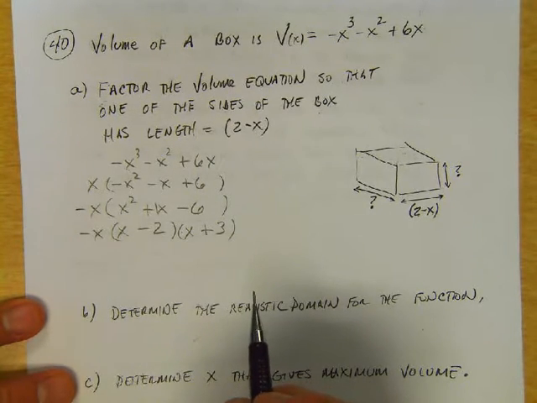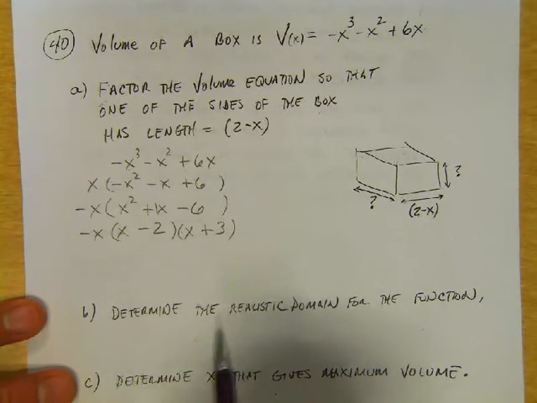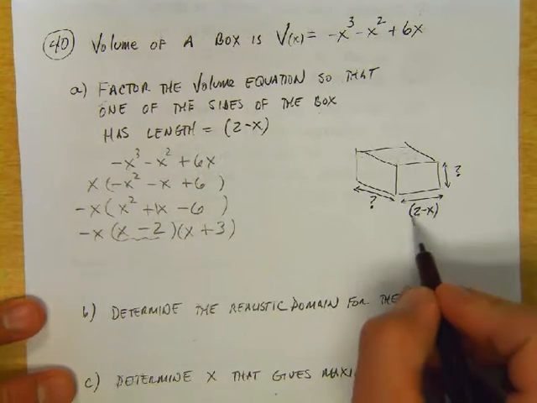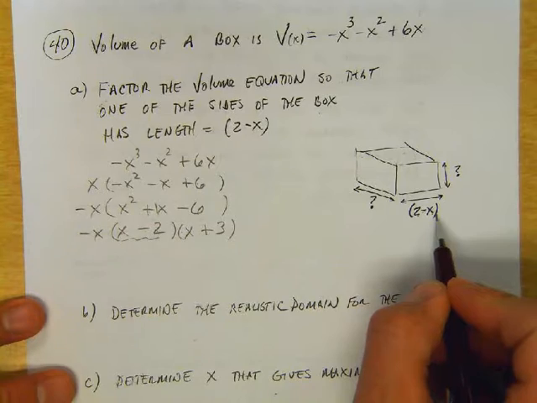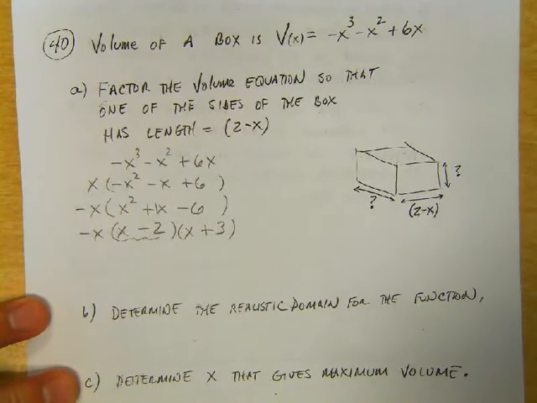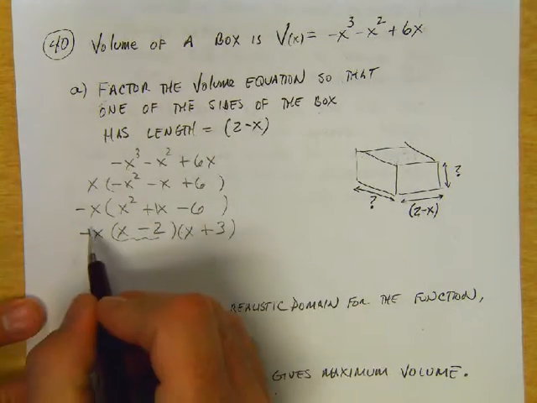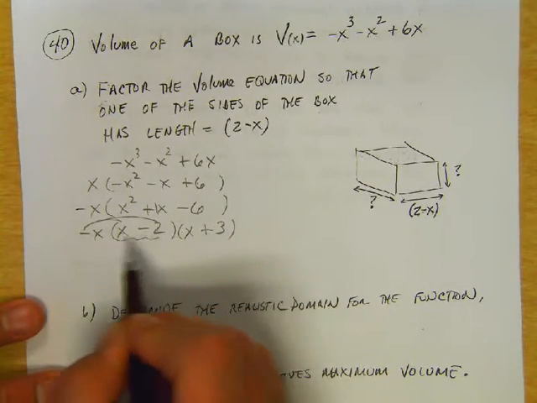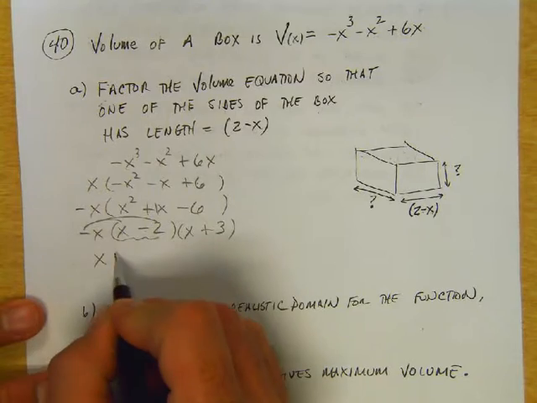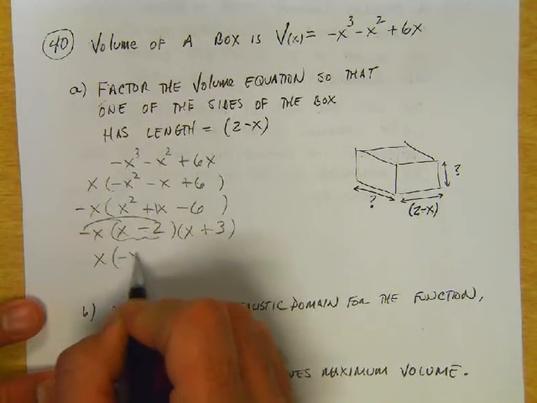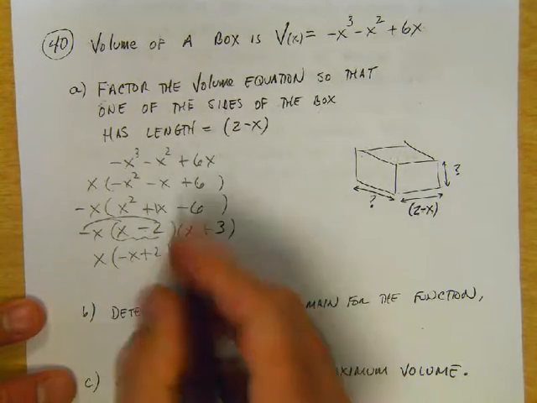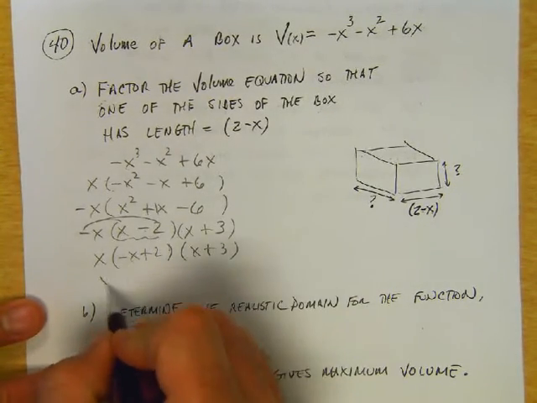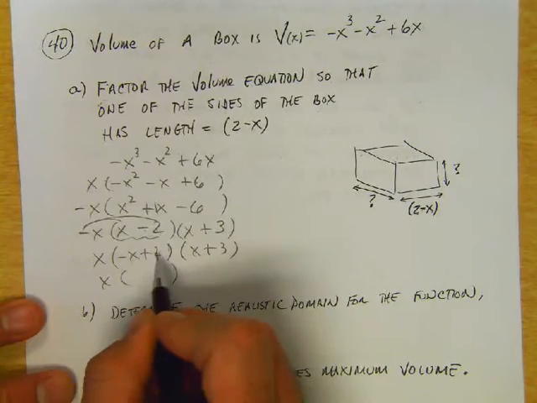Now, here's the tricky part. See this x minus 2? Doesn't that match up with 2 minus x? Except the signs are reversed. Right? So I'm going to take this negative and distribute it to this linear binomial, and so we'll get x and then negative x plus 2. And we can reverse those terms, positive 2 minus x.